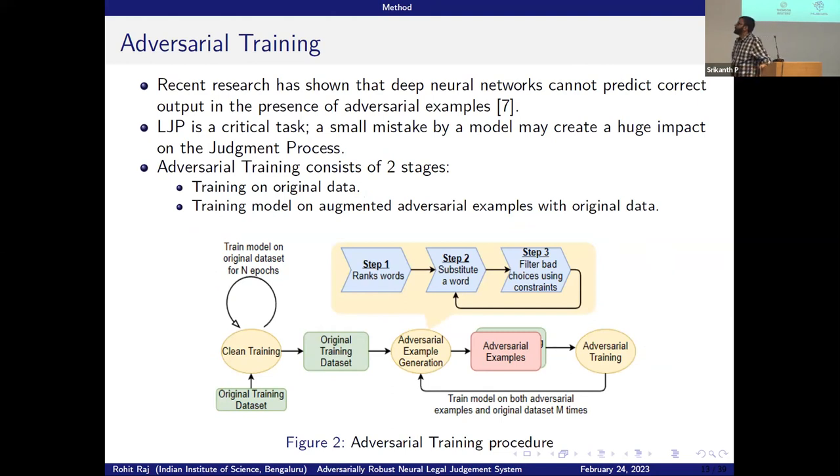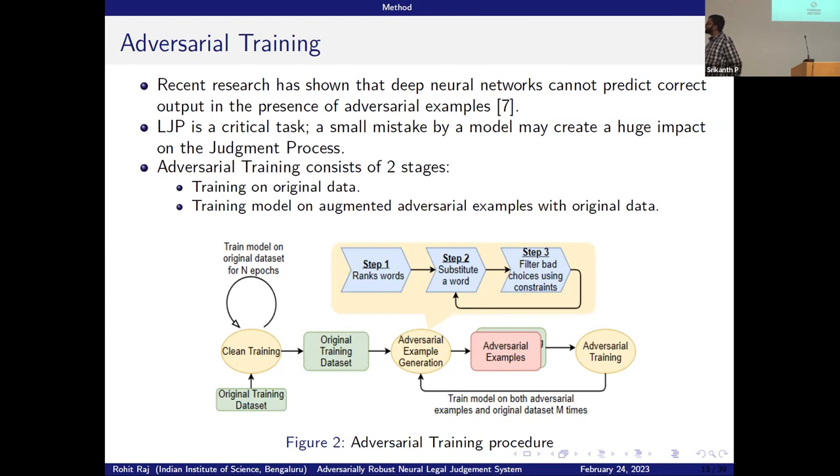So basically, there are two steps for adversarial training. As you can see in the diagram, first of all, we train our model using original examples, which is known as clean training. Then after, we generate some adversarial examples using the original examples. And then after, we train the model by augmenting these examples with the original examples. So this is the basic process of adversarial training.